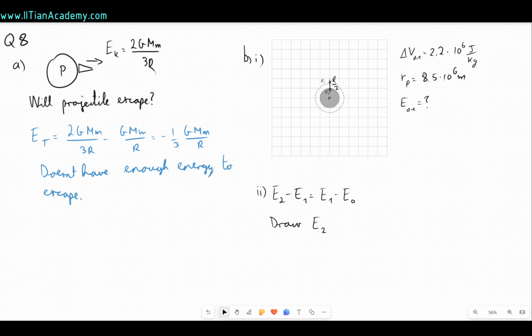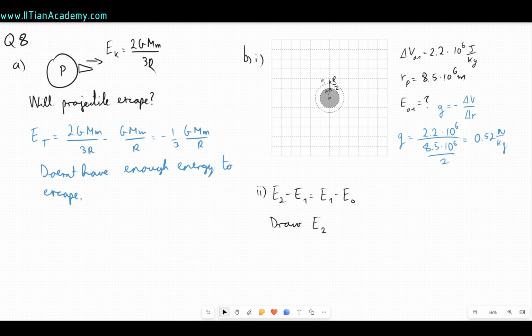So we know that g is equal to minus the potential difference over the change in the distance. So we simply need to divide these two. The distance between these two surfaces is r over 2. So g is going to be the potential difference divided by the radius, 8.5 times 10 to the 6, over 2. This will give us 0.52 newtons per kilogram.